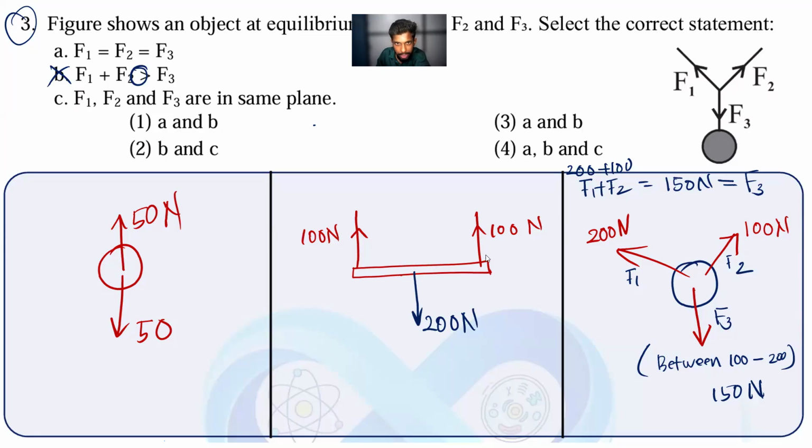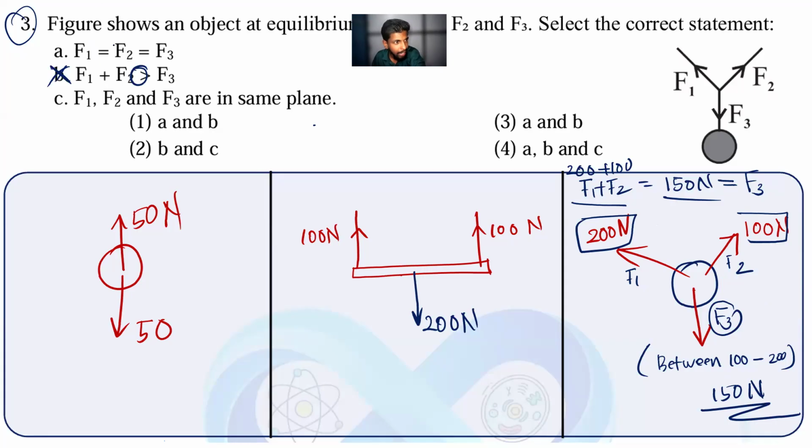Because just come here, the forces are there. 200 Newton is there, 100 Newton is there, F1 and F2. So we are going to add F1 and F2 and we had 150. We can't say 300, right? You know what is the reason for that? Because the forces are inclined. So that is equal to F3, F3 150. So option number A is wrong.